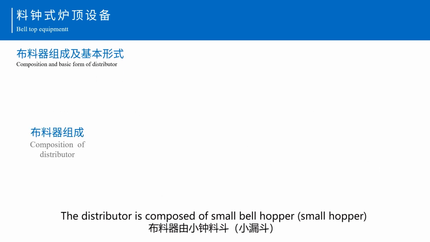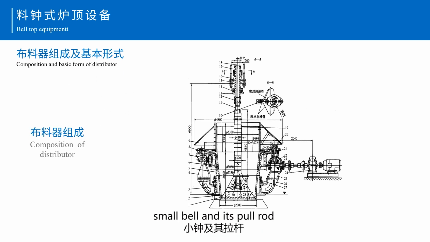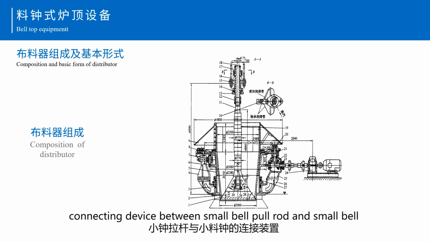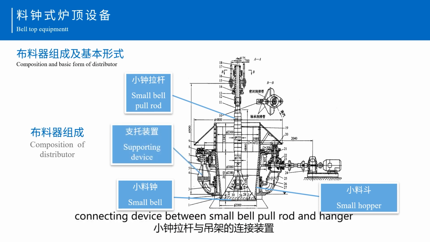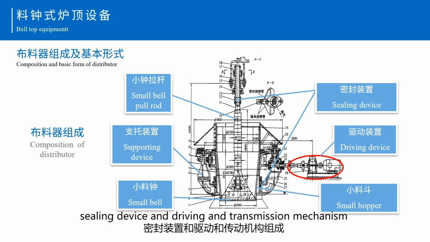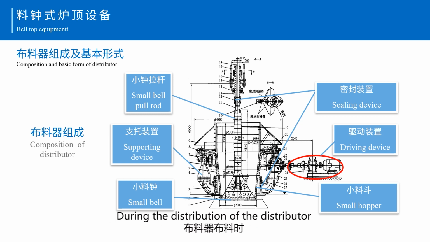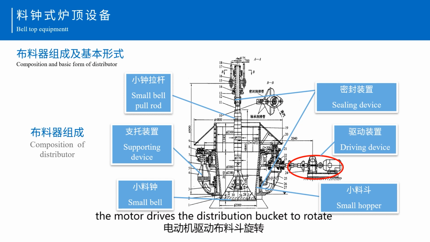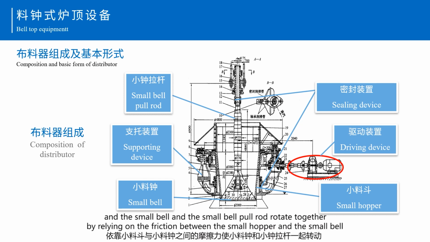The distributor is composed of small bell hopper, small bell, its pull rod, connecting device between small bell pull rod and the small bell, supporting device, connecting device between small bell pull rod and hanger, sealing device, and driving and transmission mechanism. During the distribution of the distributor, the motor drives the distribution bucket to rotate, and the small bell and the small bell pull rod rotate together by relying on the friction between the small hopper and the small bell.